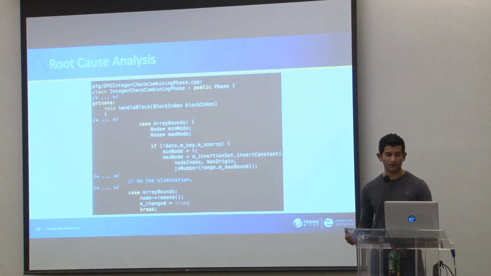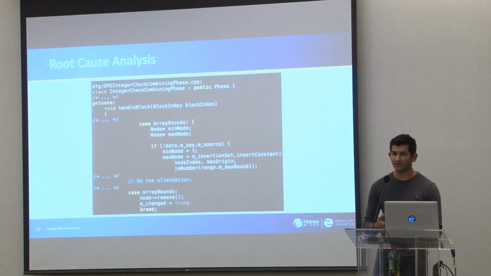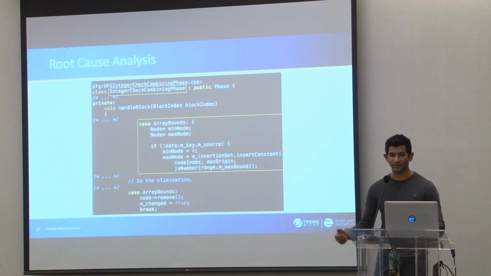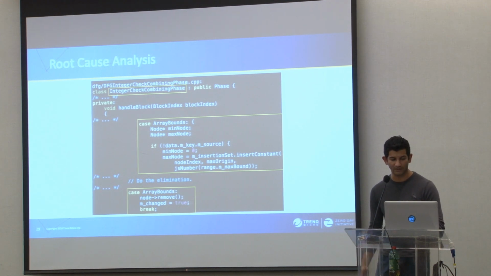Looking a little bit more at what's going on, I'd mentioned that the DFG engine performs array bounds check removal. That happens in a phase called the integer check combining phase. What happens is it'll see that there's some array bounds that are being accessed, and it'll try and build up a list of minimum nodes and maximum nodes. Then, if necessary, it'll go ahead and delete nodes where they're redundant or superseded by another index.